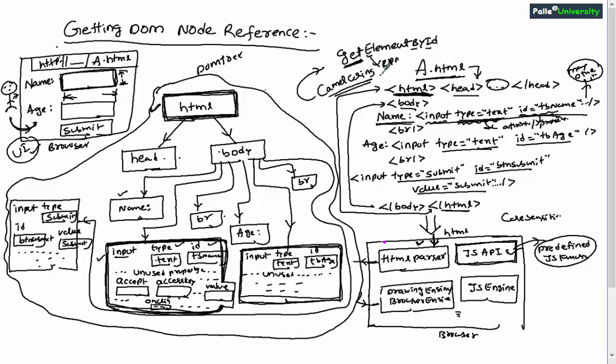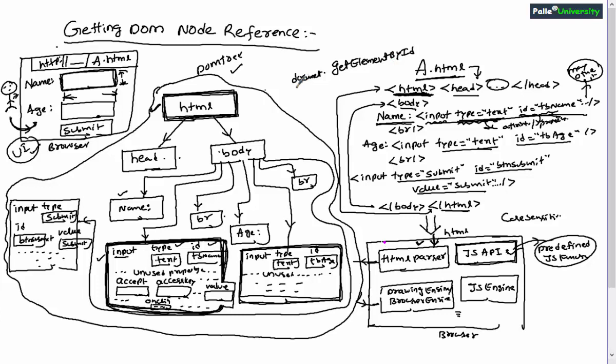Now let us come back to the point. If you use the JavaScript API predefined function called getElementById, we can get the reference of any node present in the DOM tree. Now my requirement is I wanted to get the reference of this node. What should I do? Very simple. In my JavaScript, I must call a function called getElementById, right? So how to call this function? In order to call this function, you must write document.getElementById.